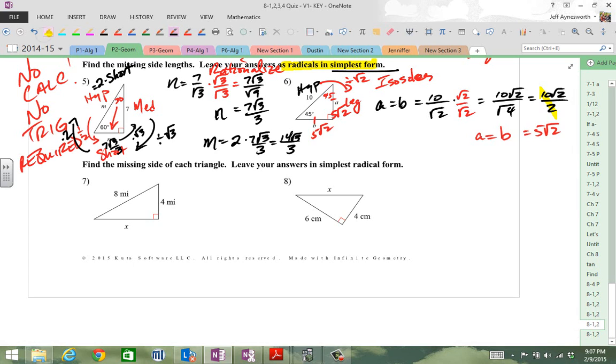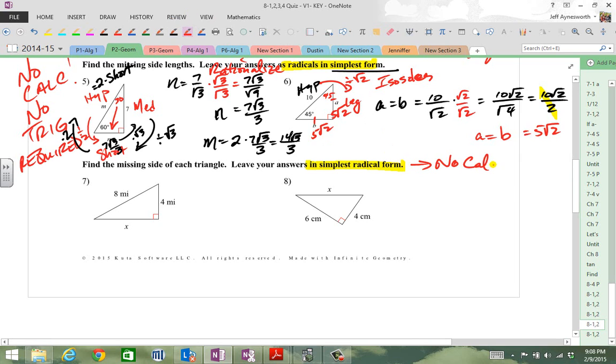Okay, on this one here, you want to leave your answers in simplest radical form. No calculator, no trig. Write that down, okay? This is called the Pythagorean Theorem. Write that down too. Pythagorean Theorem. Now, Pythagoras, back 600 years before Christ, about 2,600 years ago, stated that if you take the legs and you square them, so leg squared plus leg squared, that's equal to the hypotenuse squared.